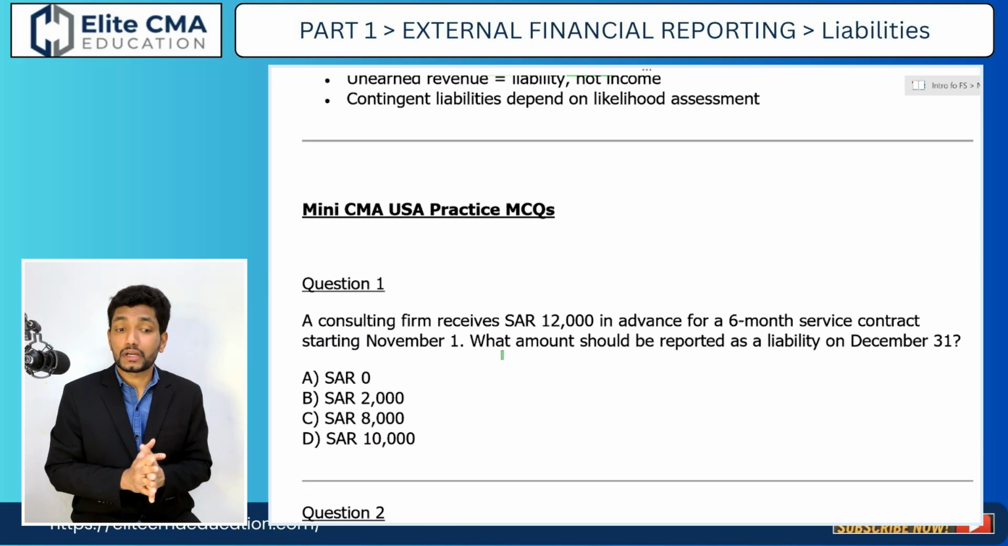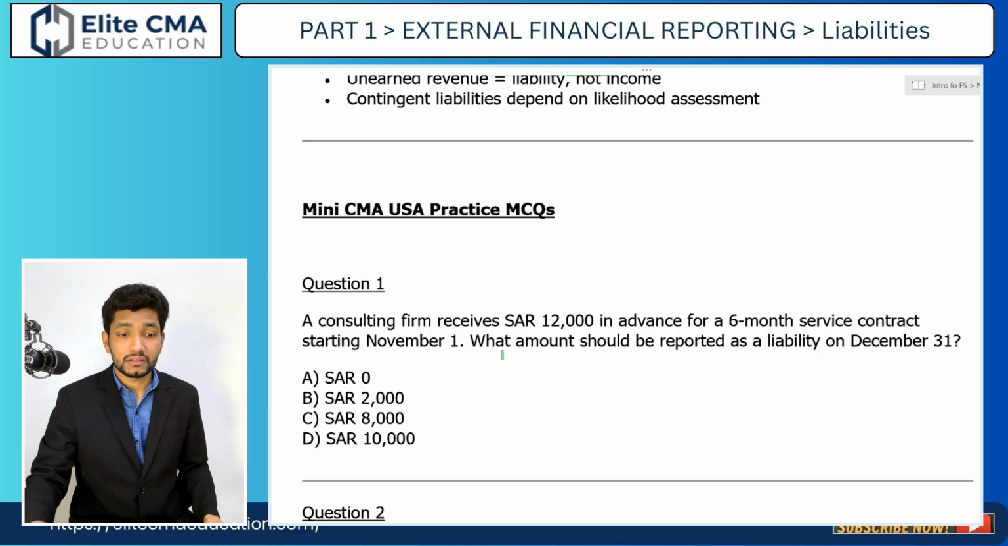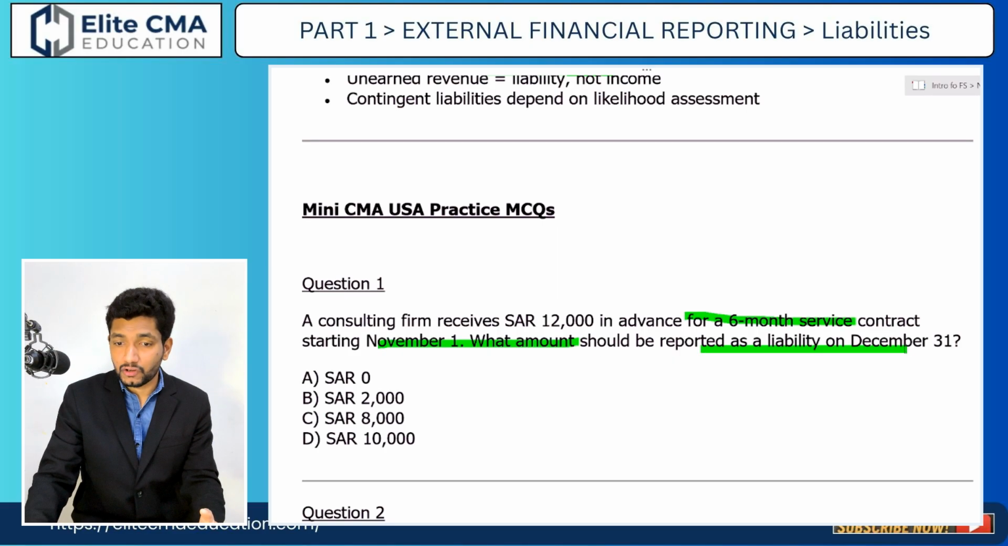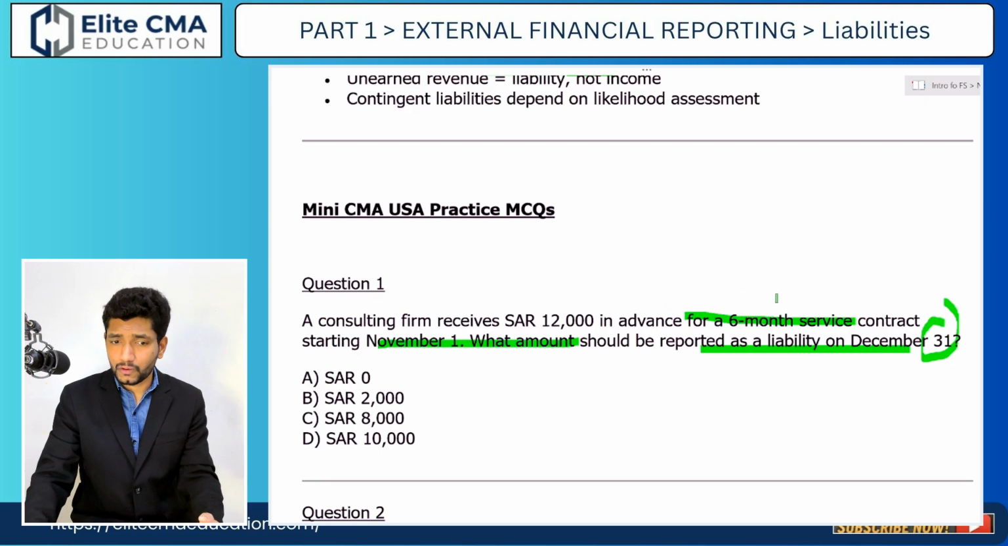So we have two multiple choice questions here. Question 1: a consulting firm received 12,000 in advance for a 6-month service contract starting from November 1st. What amount should be reported as a liability on December 31st? The total value of the contract is 12,000 for 6 months, so the monthly contract value will be 2,000.